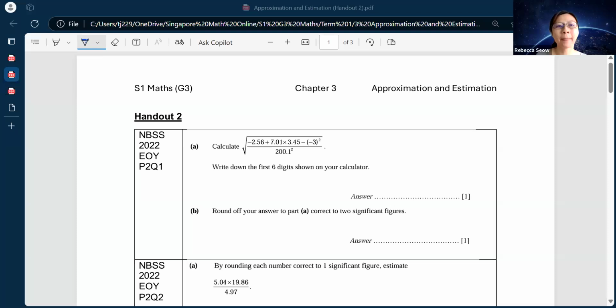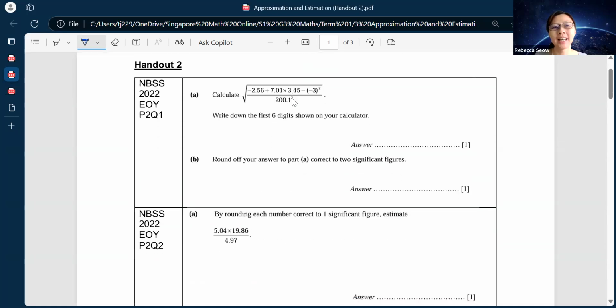Okay, so approximation and estimation. Are we ready? Handout 2. First question is taken from NBSS, Northbrooks Secondary School, 2022 EOY, Paper 2, Question 1. So in this question, they say to calculate this whole entire string of numbers and write down the first six digits shown on your calculator.